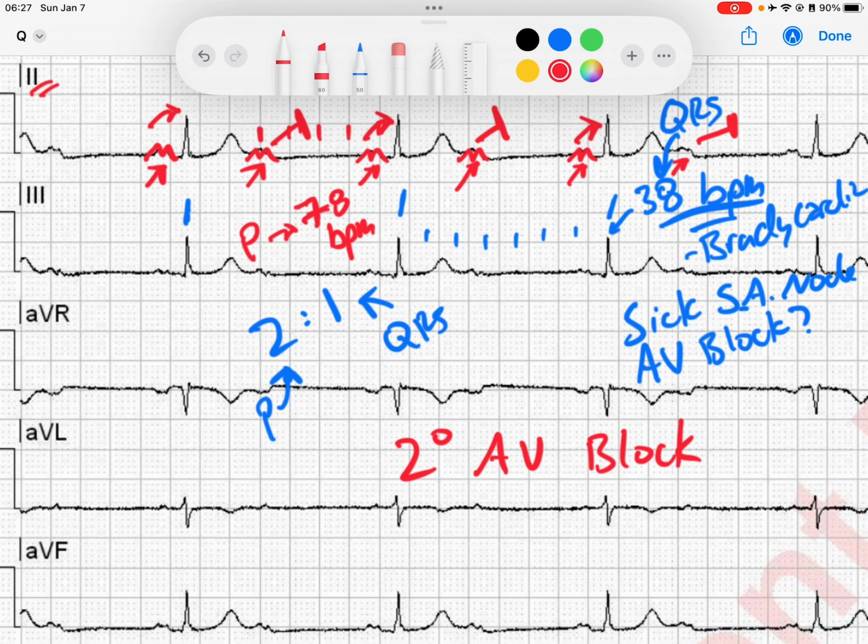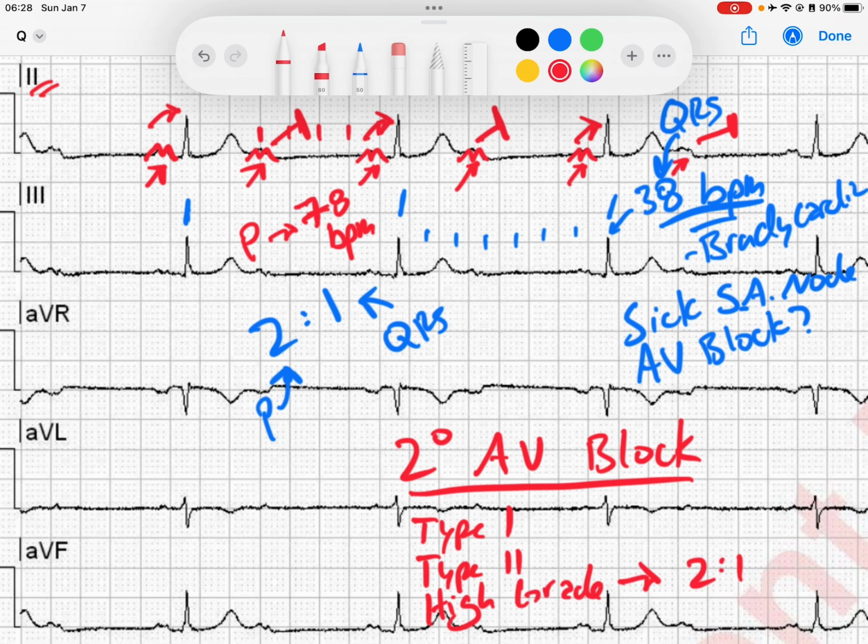Well, we know that in second degree, there's a couple different types. There's type 1, where we know the PR interval gets longer until it drops. There's a type 2, where the PR interval stays the same, and then it'll spontaneously drop. And then there's another one. This is on the controversial side, high grade, which really is when we see a 2-to-1 block or even a 3-to-1 block.